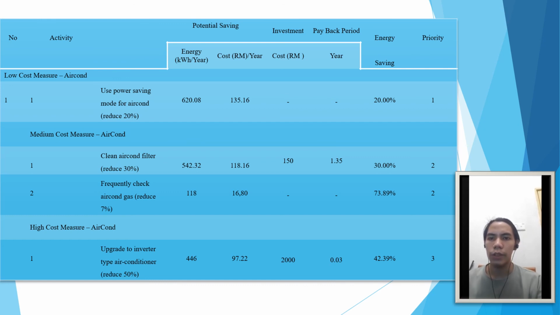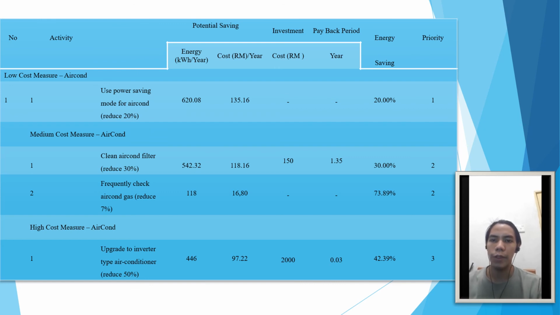The medium cost measure for the aircon is, first, to clean the aircon filter. It will reduce 30% of energy, that is 542.32 kilowatt hour and it will cost 118.16. The second one is to frequently check the aircon gas. It will reduce 7% of energy, that is 118 kilowatt hour and RM 16.80. The high cost measure for the aircon is to upgrade to an inverter type air conditioner.